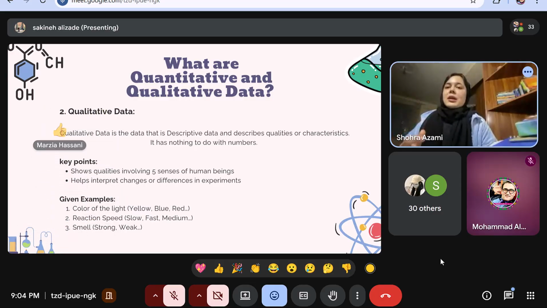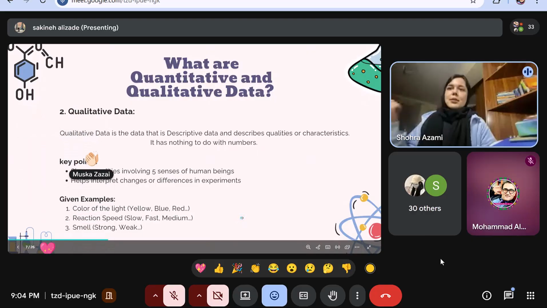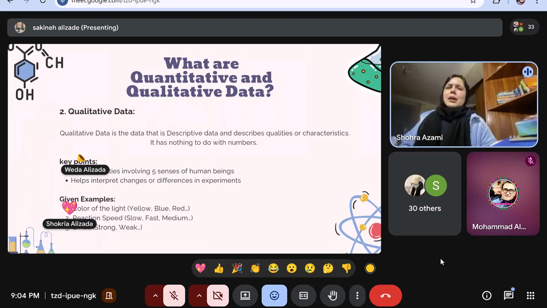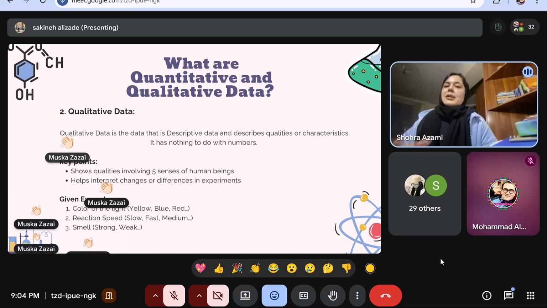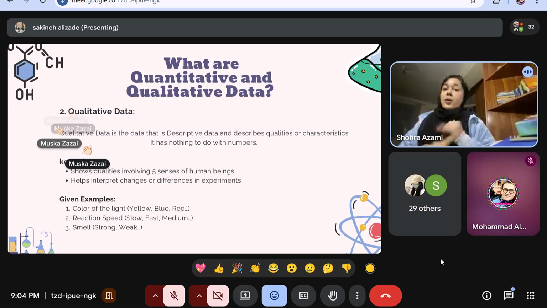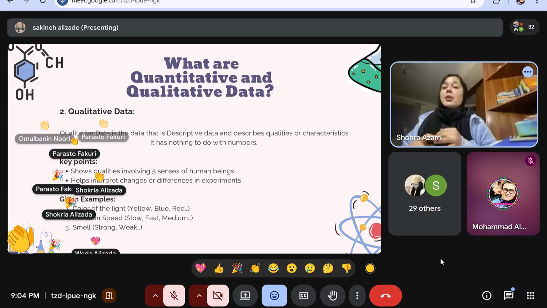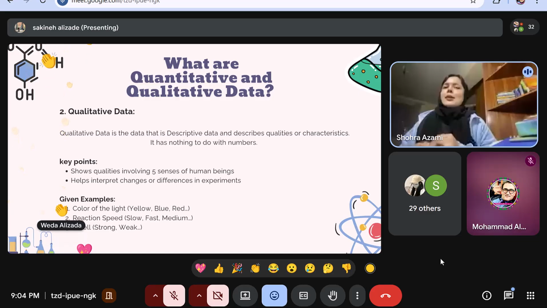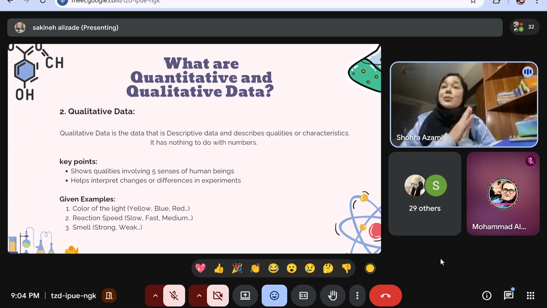For example, color of the light: it could be yellow, blue, red, or white, like the light that we have on Earth, and then the rest of the yellow, blue, red, and so on are out there in the universe of stars. And then reaction speed, like slow, fast, medium. Is the water boiling faster? Is it boiling slower? That's the qualitative data that we can move on with. And then in the part of the chemical compounds, we have smells.